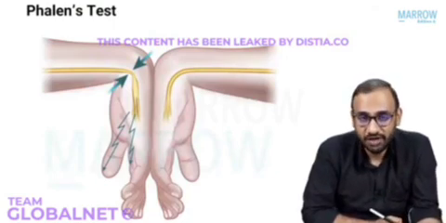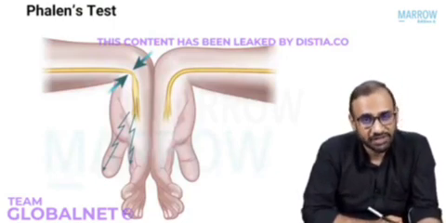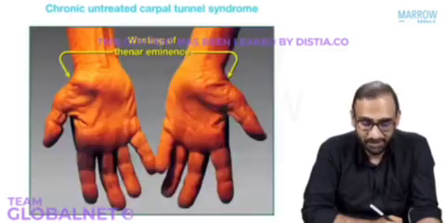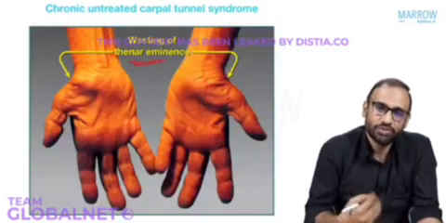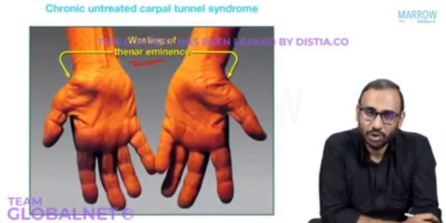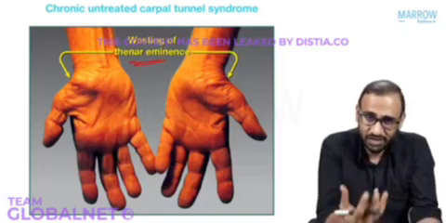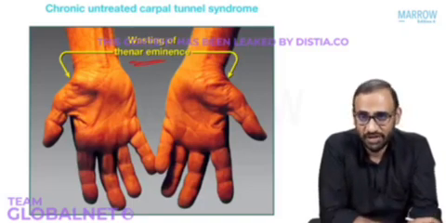And if the patient doesn't come to you early on, motor manifestations happen. There will be thenar wasting, and thenar wasting is a poor prognostic sign because it is already too late and the muscles have started to lose their neuromuscular junctions.